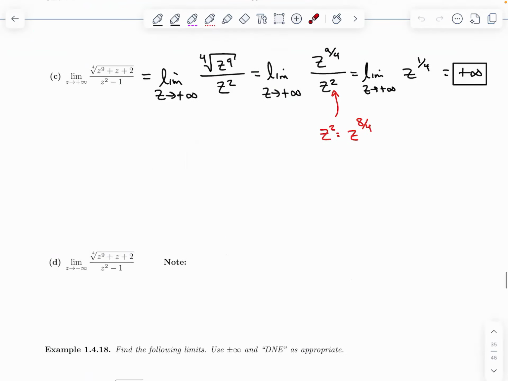Then we did this one. As z approached positive infinity, same idea, but instead now we have a fraction. We don't have a nice number, but that's okay. Z to the 9/4 over z, like z to the 4th root of z to the 9th. That's the same thing as powers above, roots below. So it's z to the 9/4 divided by z squared, which will reduce to z to the 1/4. And that does go to infinity very slowly, but it does.